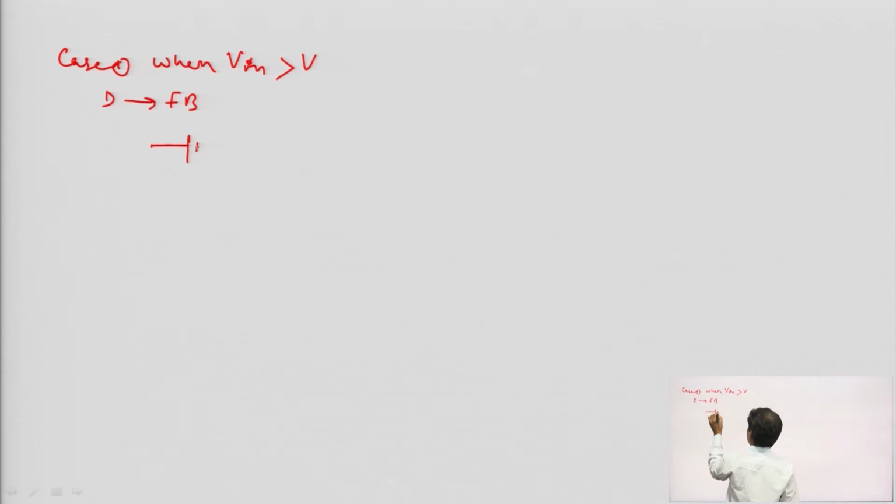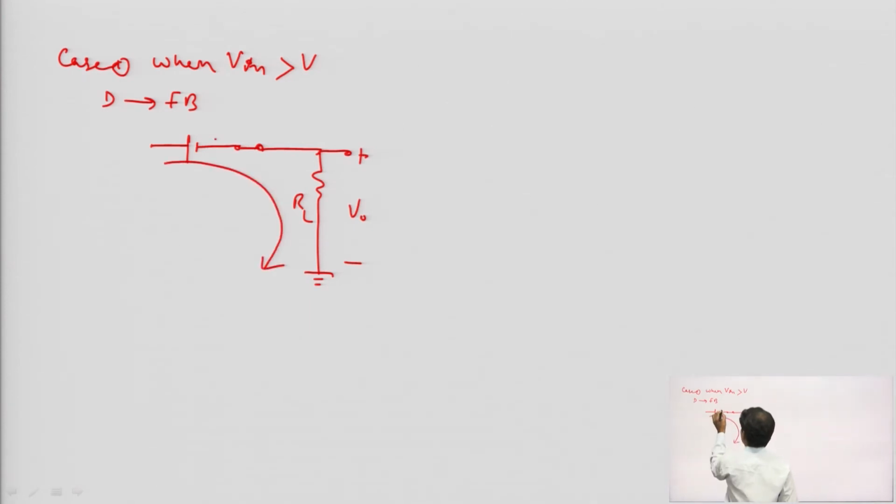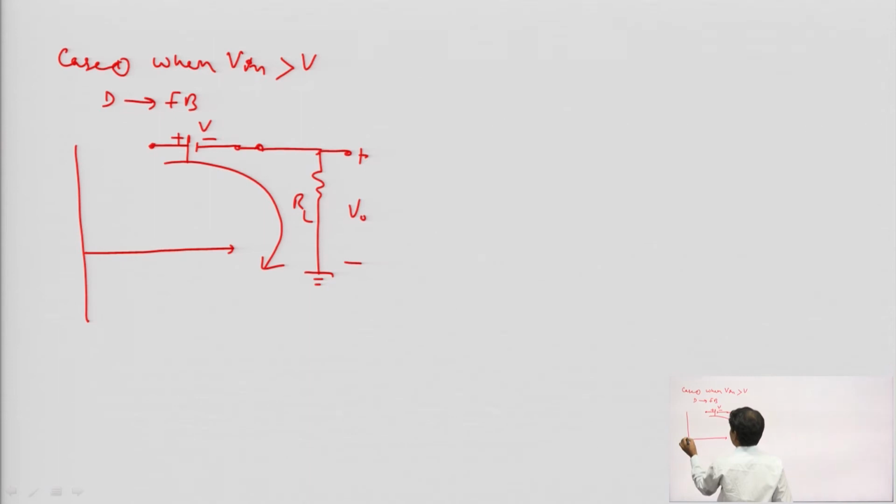The diode becomes ideally a short circuit, and this is the load resistance RL, and this is the output terminal, plus minus, and current flows through this. This is minus plus V, and here the input is greater than V, like this V, and here Vm, and this is the input.